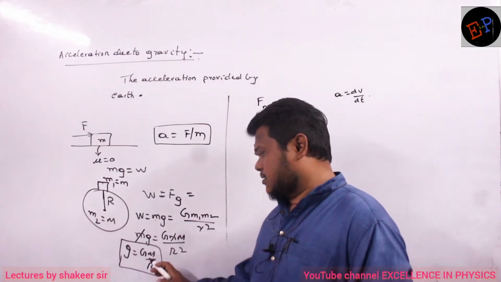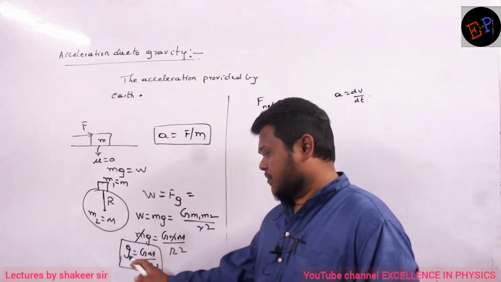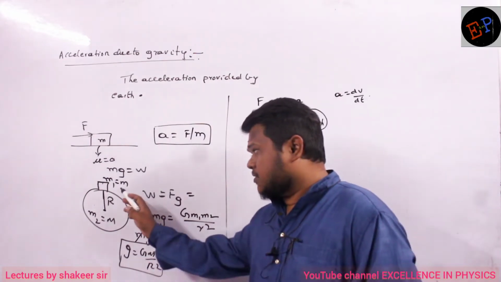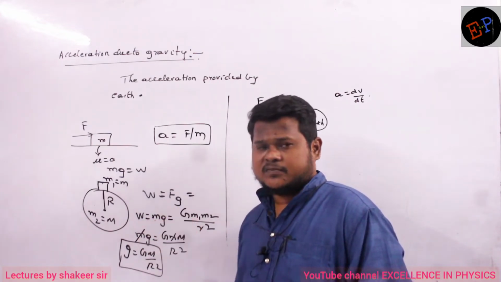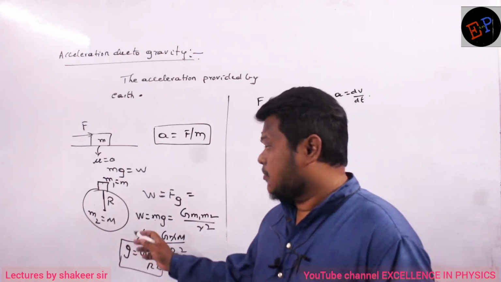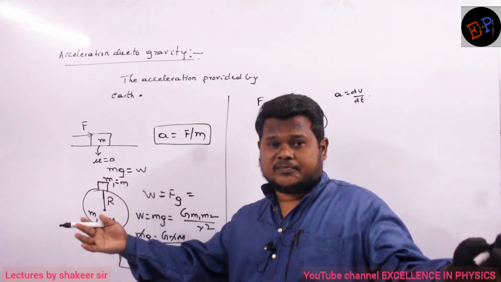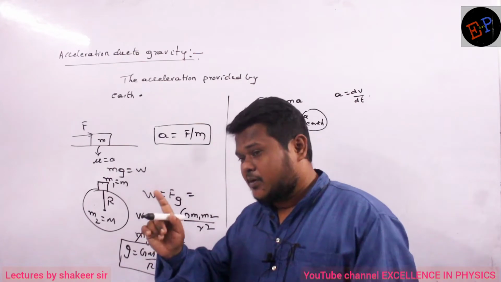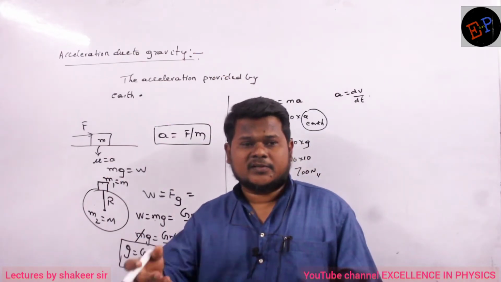Now see, ma, this acceleration is independent of small m. No, be careful. This g value is independent of small m. Small m means what? Mass of the body. So acceleration of Earth is not dependent on mass of the body, it is dependent on capital M. Capital M means what? Mass of Earth. So if planet size increases, acceleration due to gravity increases, but acceleration doesn't depend on the body on which Earth or a particular planet is applying the force.